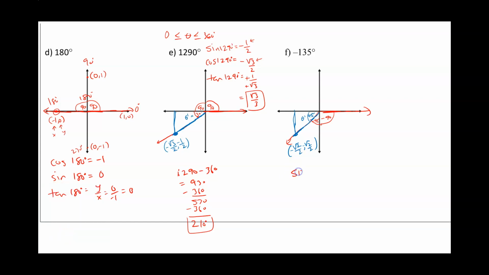So the sine of negative 135 is going to be the y value, that's negative radical 2 over 2. The cosine of negative 135 is going to be the x value, which is also negative radical 2 over 2. And the tangent of negative 135 is going to be y over x. So the numerator of the y is negative radical 2. The numerator of the x is also negative radical 2. We divide that and we get 1 as the answer.